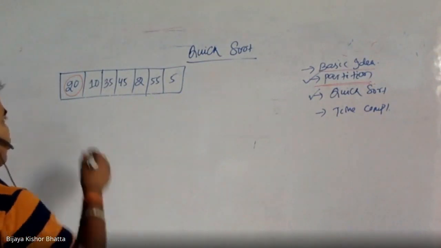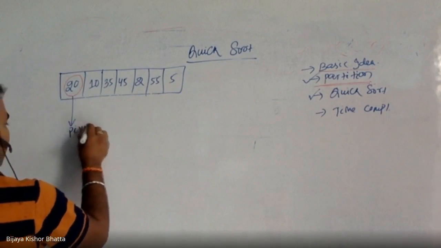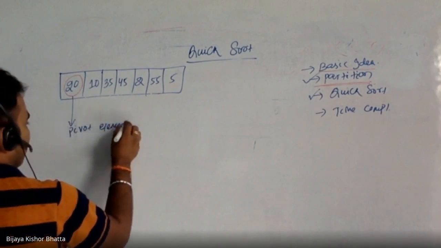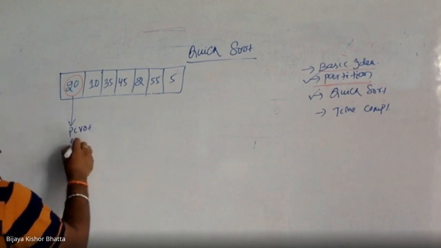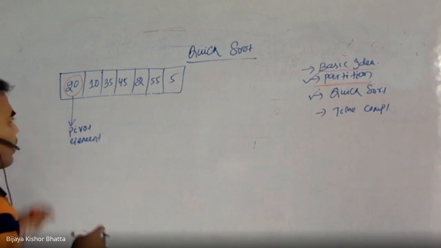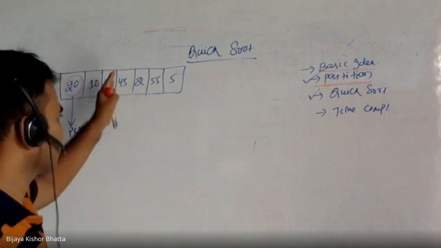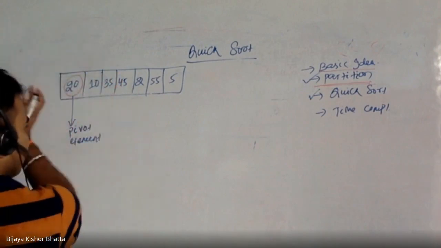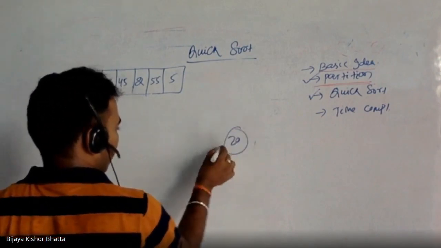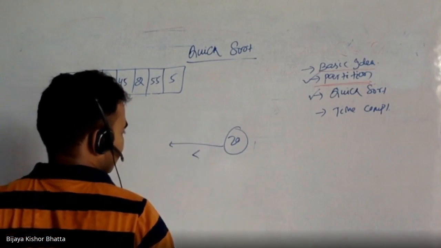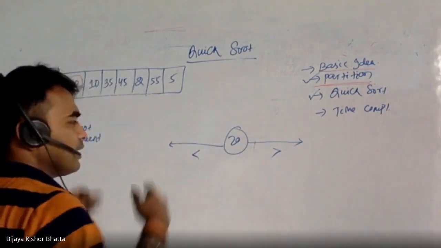In this example, I'm choosing the first element as the pivot element. This element is known as the pivot element. Now, what is my objective? My objective is to find the appropriate position of 20 in this array, so that the elements on the left are less than 20, and all the elements on the right-hand side are greater than 20.